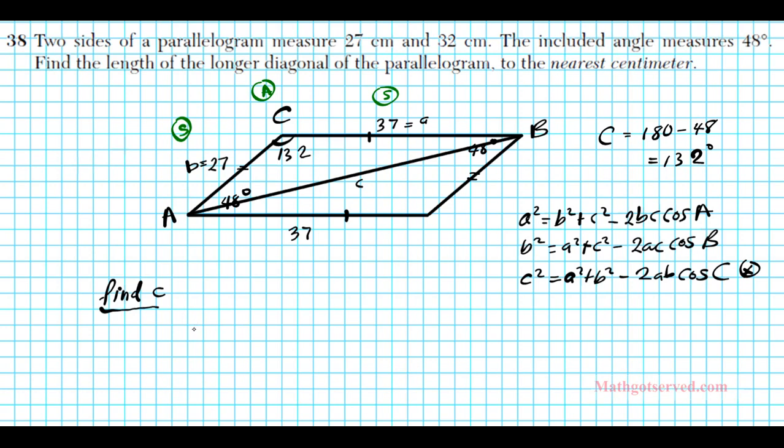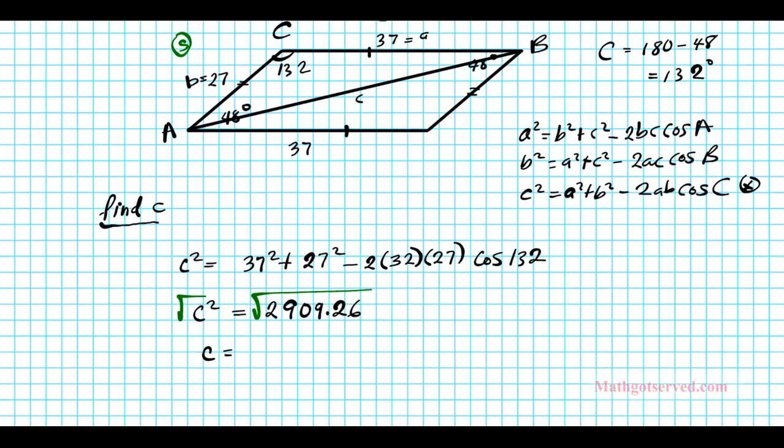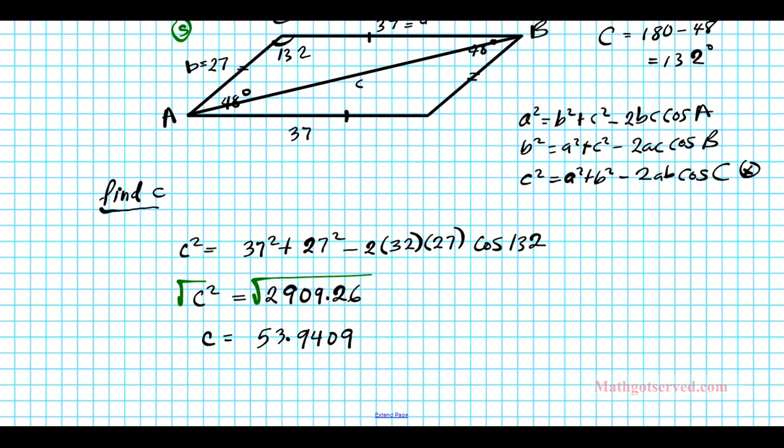So to find little c, we're going to write c squared equals, a is 37, okay? So we have 37 squared plus b is 27, 27 squared minus 2 times 37 times 27 cosine 132. Okay? If you plug this into your calculator, you're going to have 2,909.26. And then to get c by itself, you simply take the square root of both sides. And then when you take the square root of both sides, you're going to have little c equals 53.9409. All right, but we were to round it to the nearest centimeter. So c is going to be 54 centimeters to the nearest centimeter.